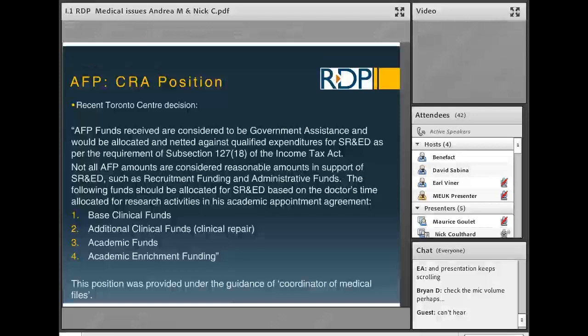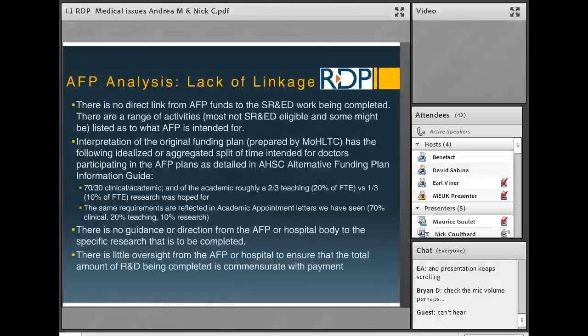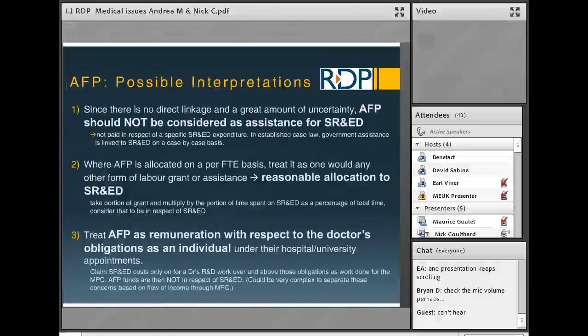And in this way, we would calculate the percentage of time spent on SR&ED activities and then take the percentage of AFP funding that they were provided, multiplied by that SR&ED percentage, and that's the amount of AFP that should be offset against the activities claimed in the SR&ED claim by that doctor or by that department. And so this acknowledges that perhaps some of it was linked to the research, but in a very overall manner.